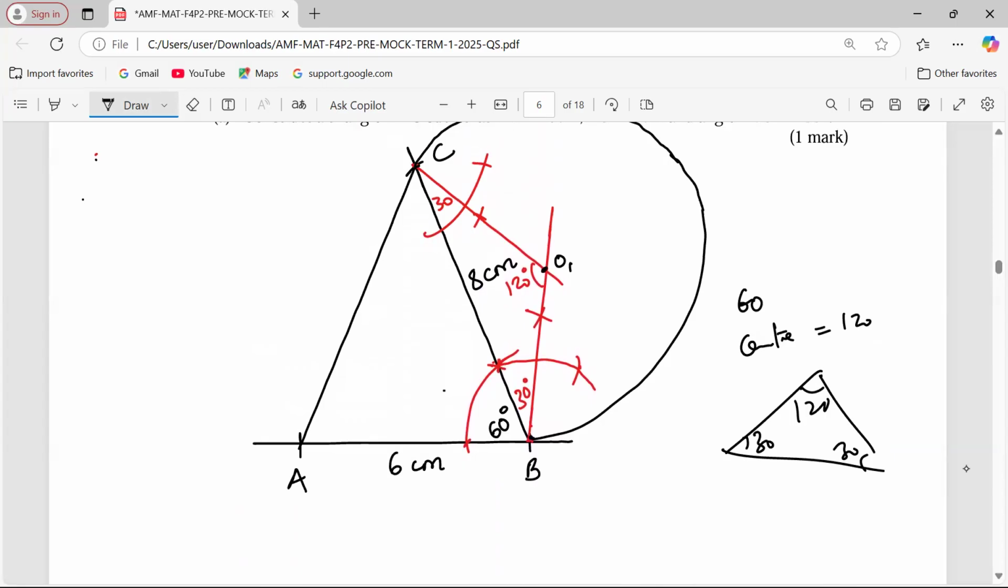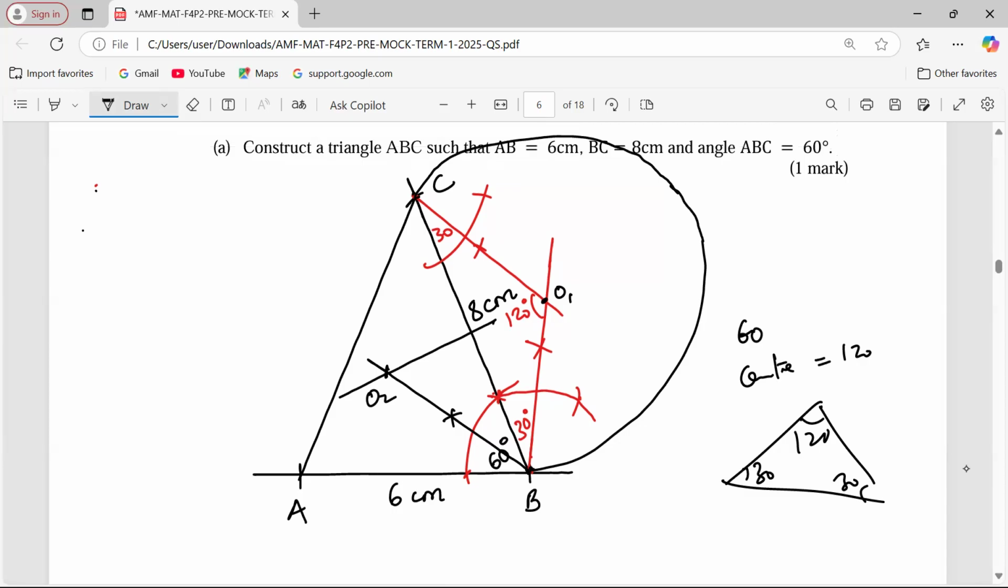We do the same on the other side of C, whereby we can bisect this 60 so that we get 30 that way. Then after getting that, you can bisect length BC, so that the perpendicular bisector of BC will automatically pass through the center. So this center will be called O2.